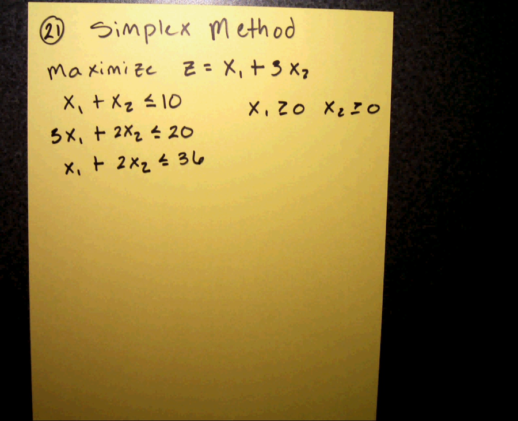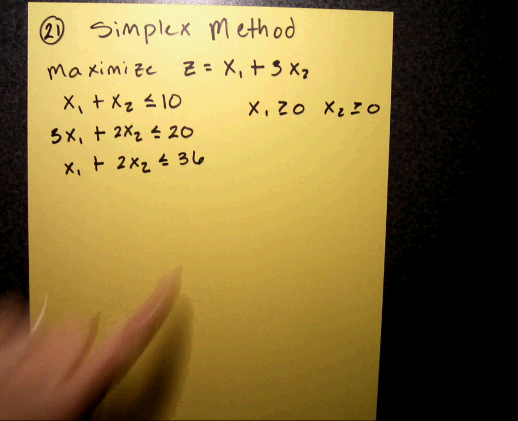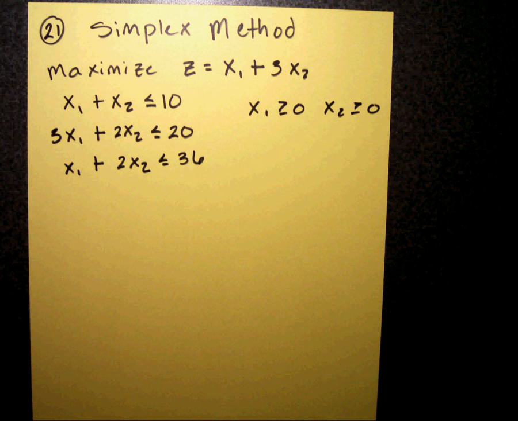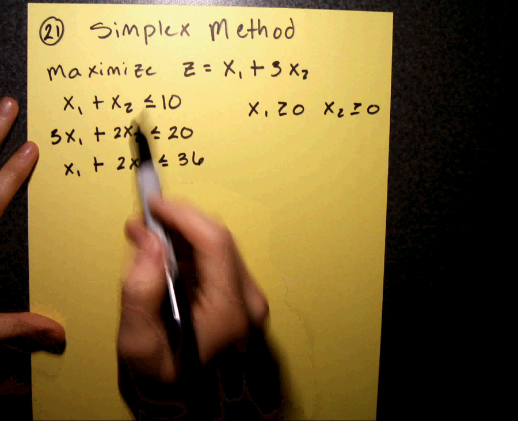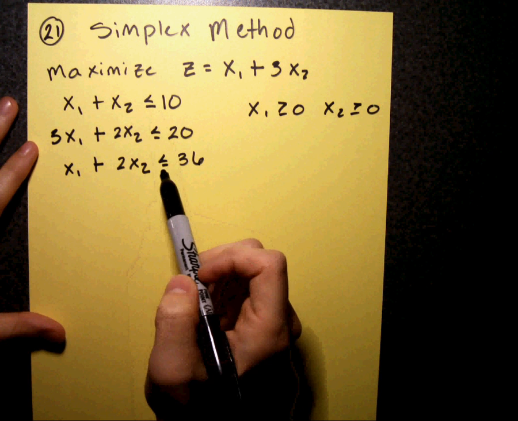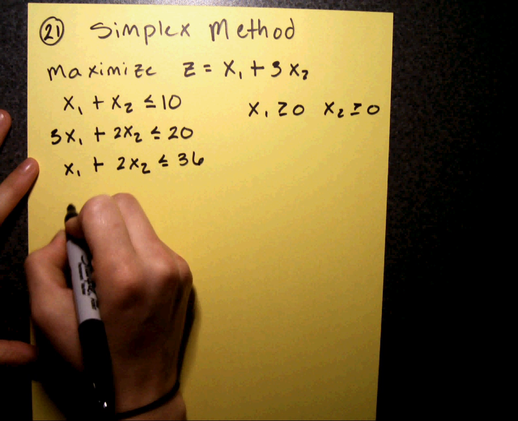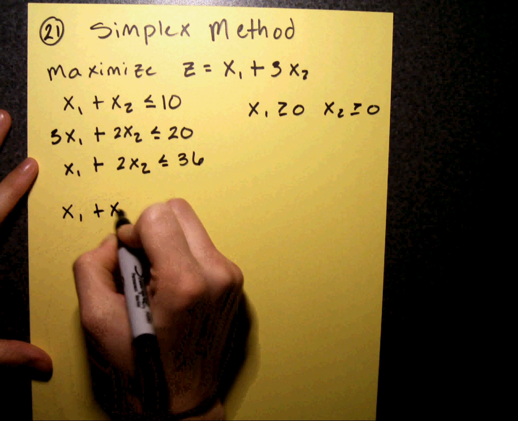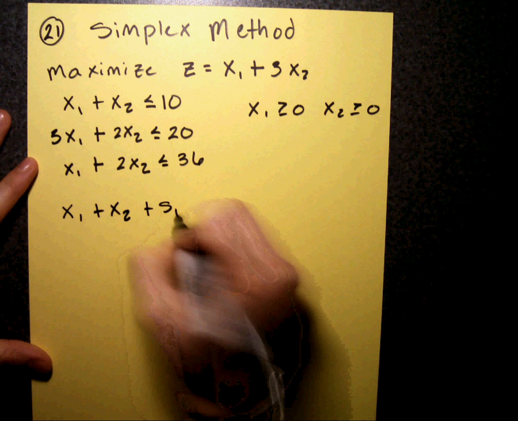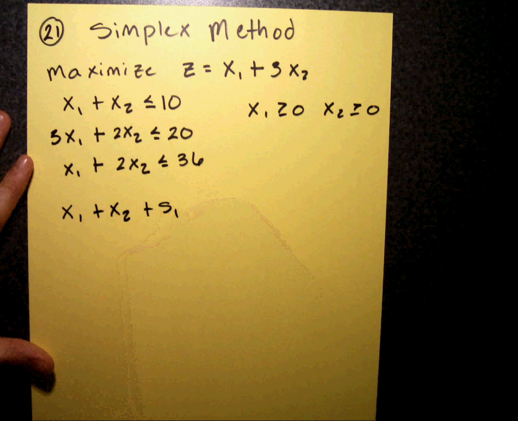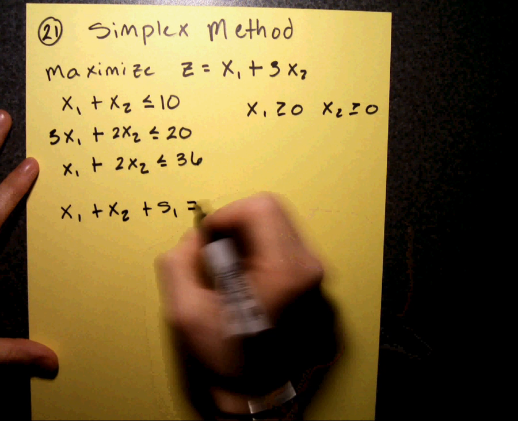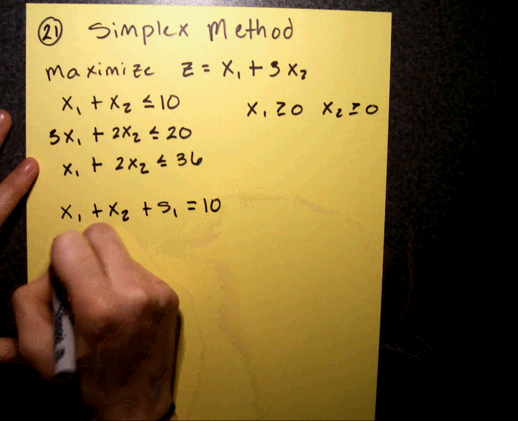Alright, so we're wanting to maximize z equals x sub 1 plus 3x sub 2 given these constraints using the simplex method. So the first thing we need to do is set up our equations to put in the table. Remember, we need to introduce our slack variables to our inequalities. So that gives us x sub 1 plus x sub 2 plus some value greater than or equal to 0. S sub 1 gives us 10.